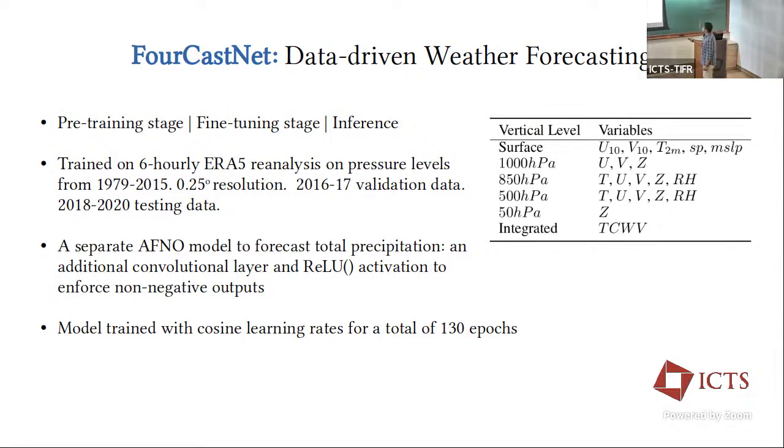So in this case, for ForecastNet, the overall procedure, all the way from training your model and inputting the data to outputting the forecast, consists of 3 stages: the pre-training stage, the fine-tuning stage, and the inference stage. Okay, we'll see what this is in more detail. And the model is trained with a variable cosine learning rate for a total of 130 epochs. And again, it's much larger than the number of epochs we used in our tutorials.